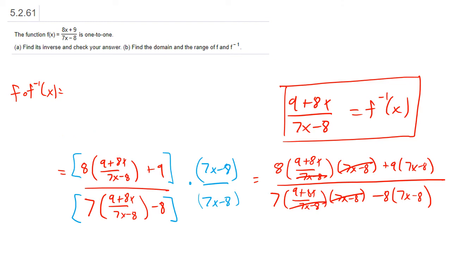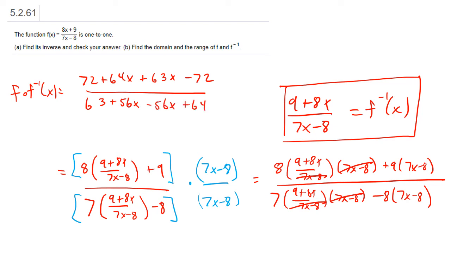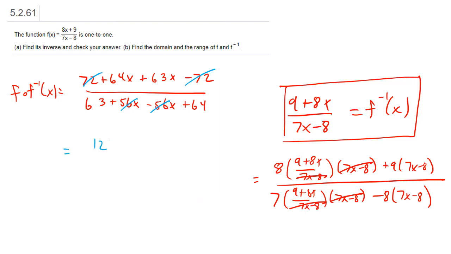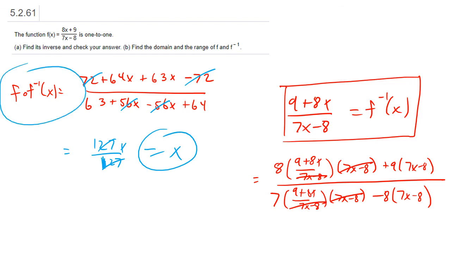So let's just come back over here. All right, 8 times 9 is 72 plus 64x plus 63x minus 72, over 7 times 9 is 63 plus 56x minus 56x plus 64. In the numerator, 72 and negative 72 cancel out, and in the denominator, 56x and minus 56x cancel. So finally, what we have in the numerator is 127x, and in the denominator, we have 127. The 127's cancel, and just x, which is what we wanted.